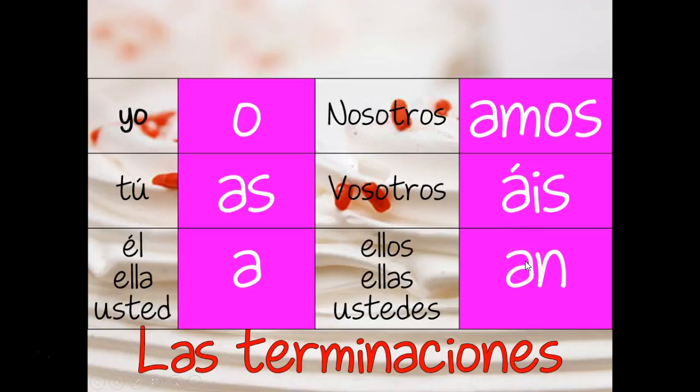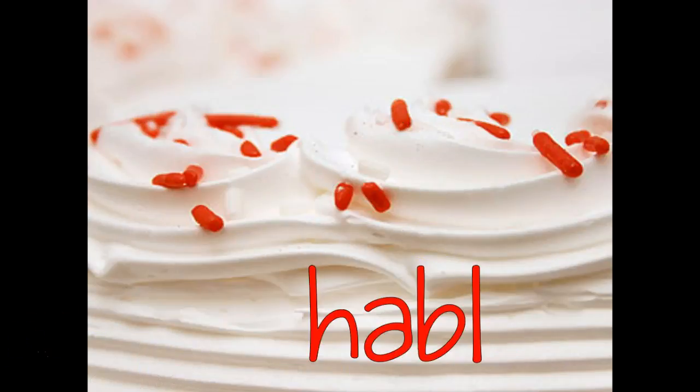For those of you that were gone on Tuesday, make sure that these endings are written on your verb chart, and I do have extra sticky notes if you need them. Again, our endings are o, as, a, amos, and an. So those are our AR verb endings.